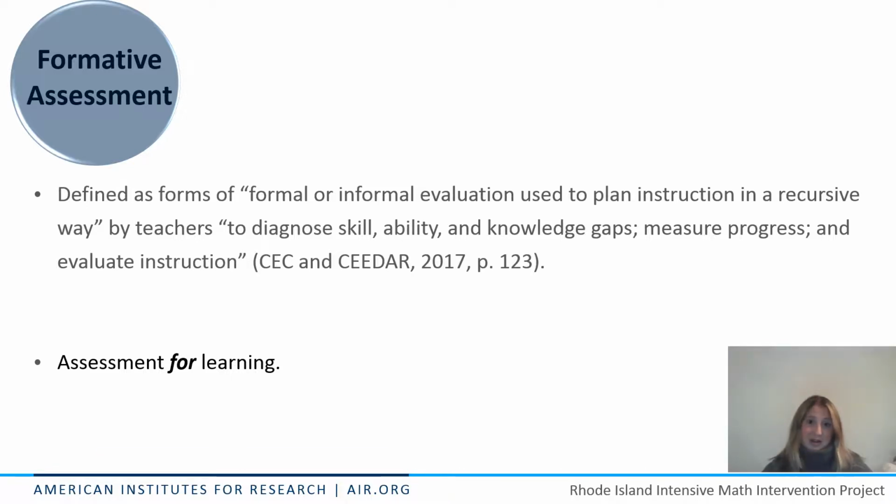Why do we use formative assessment? It's an identification of students who are non-responsive to instruction or intervention. It helps us determine response to current instruction, whether we're talking about Tier 1 core instruction or more intensive supports in terms of Tier 2 or individualized supports for Tier 3 interventions.